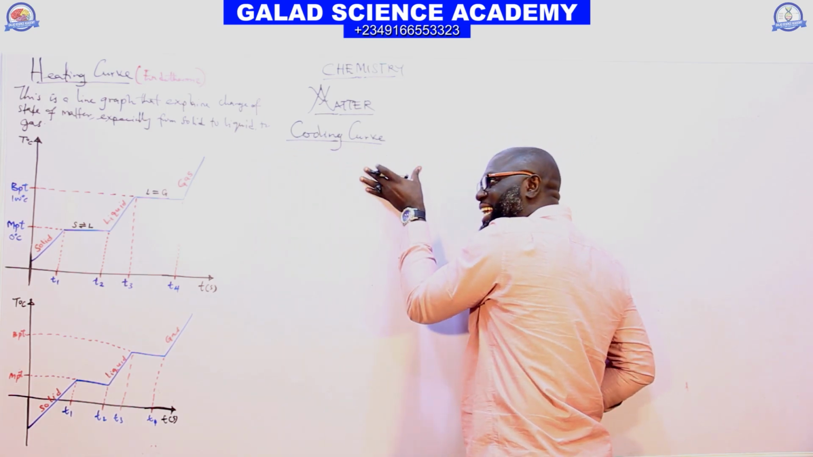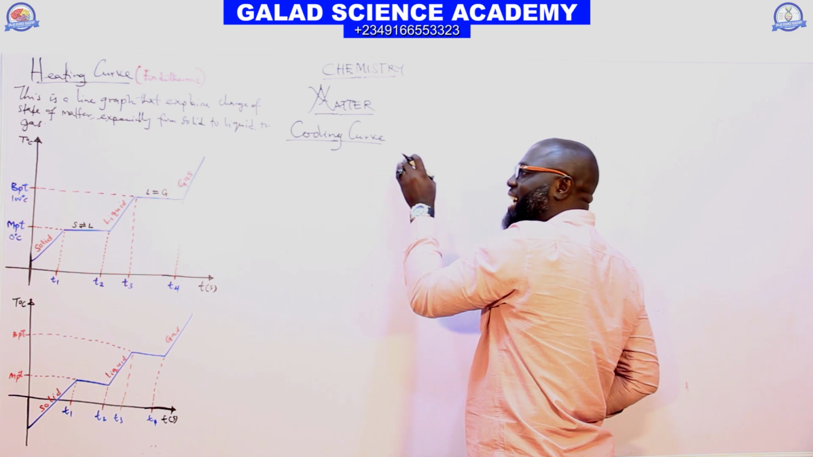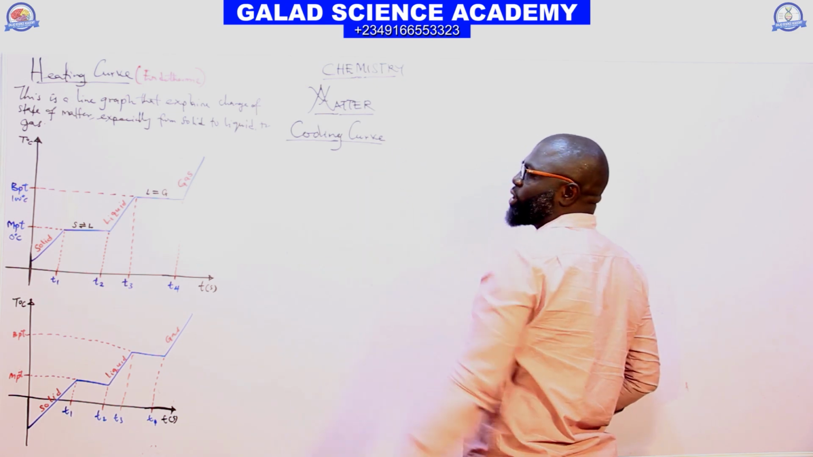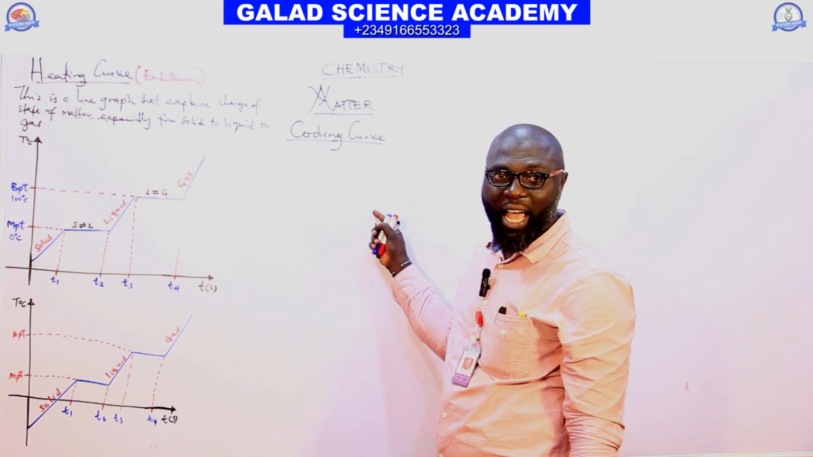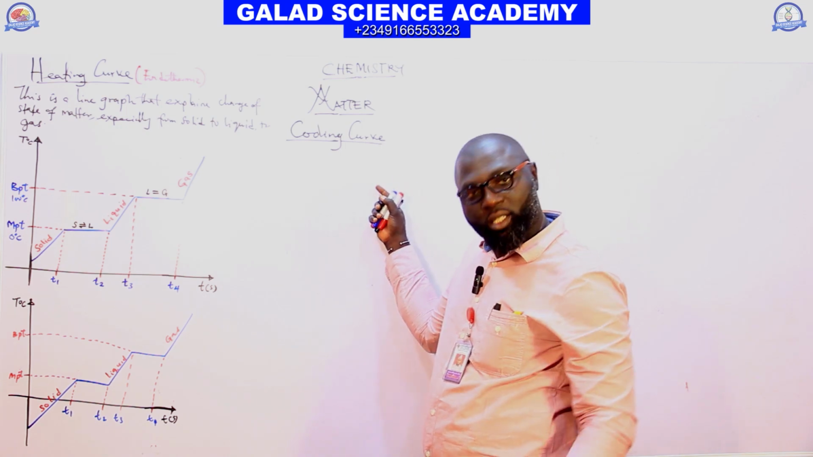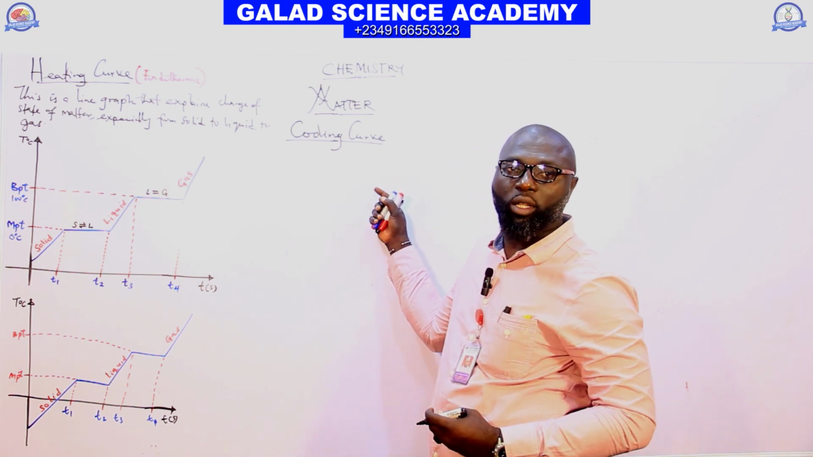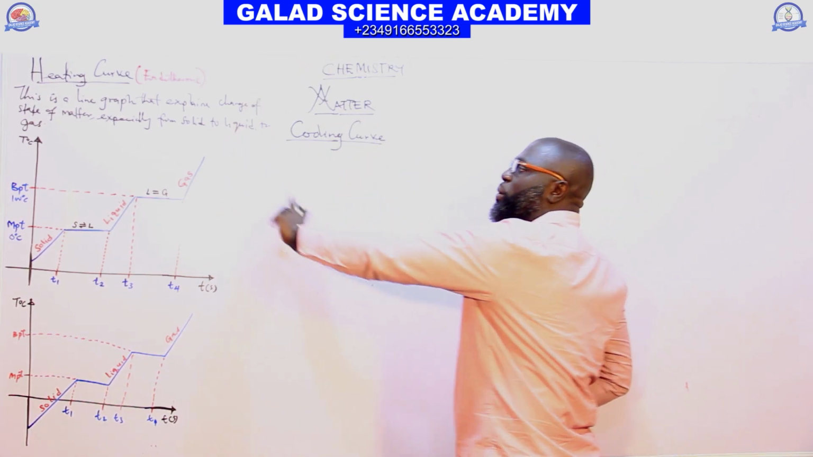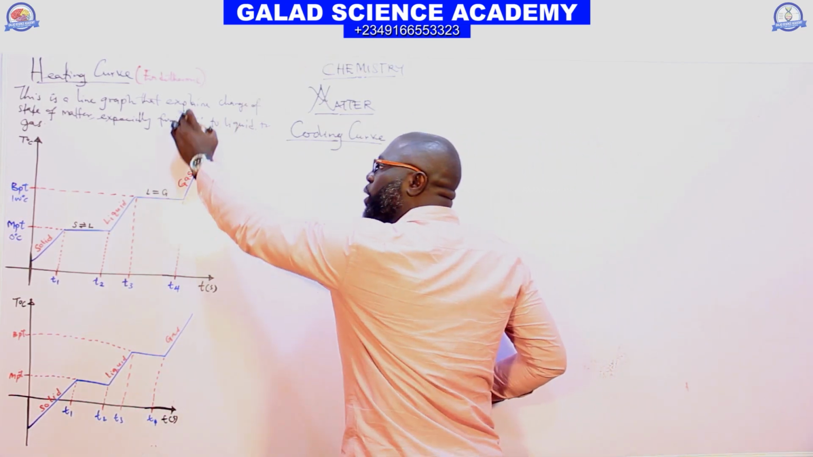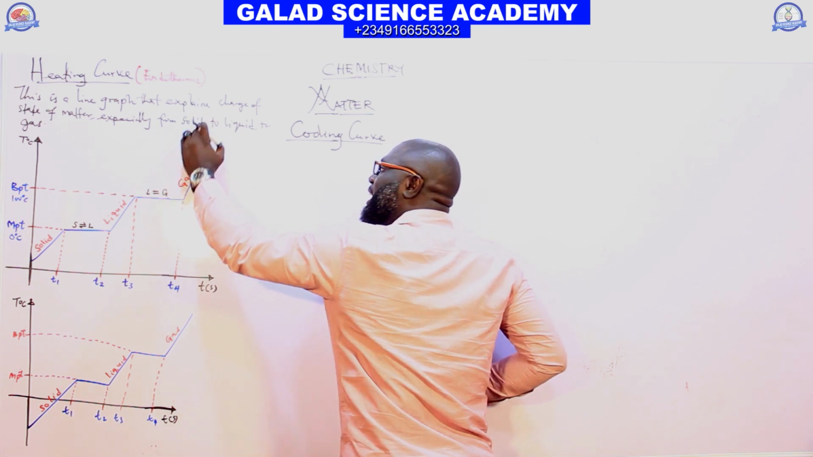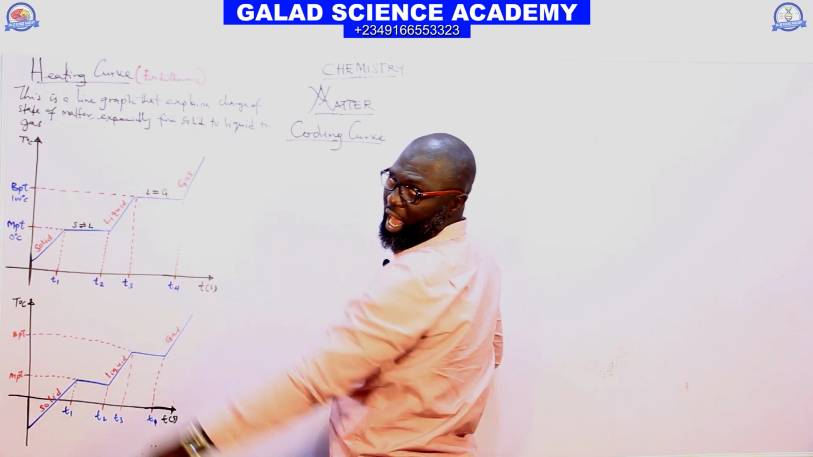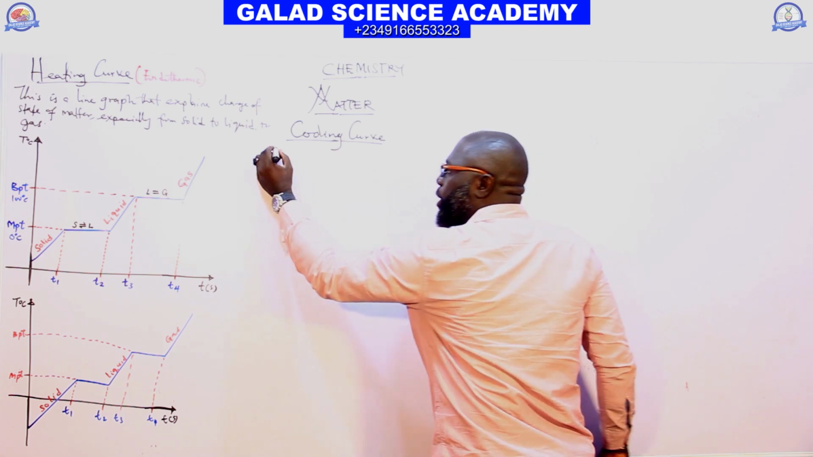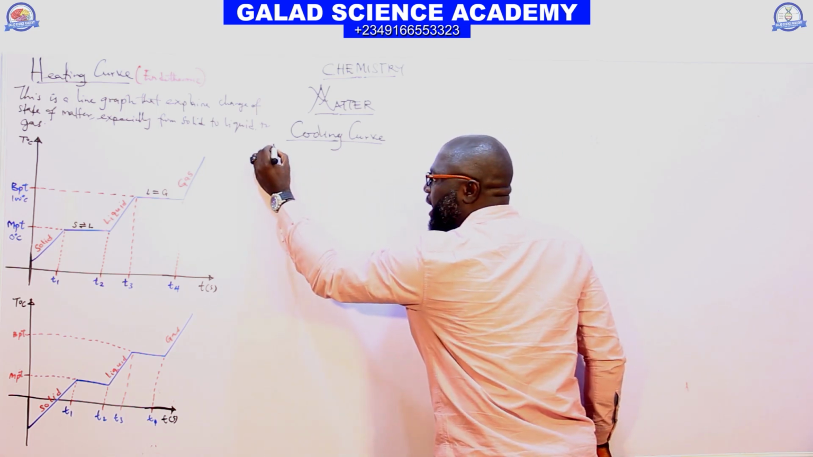This is a line graph that explains the change of matter when heat is given out from the system to the surrounding. The change of matter, instead of from solid to liquid, will be from gas to liquid to solid. So here we now have our graph in this form.